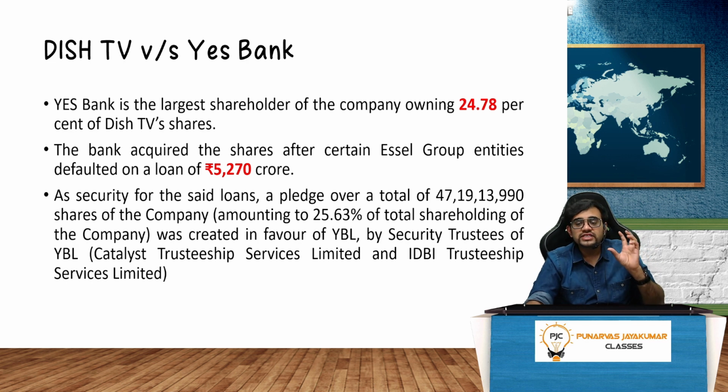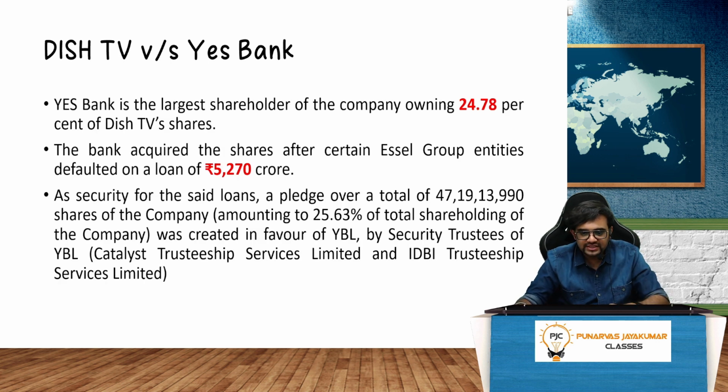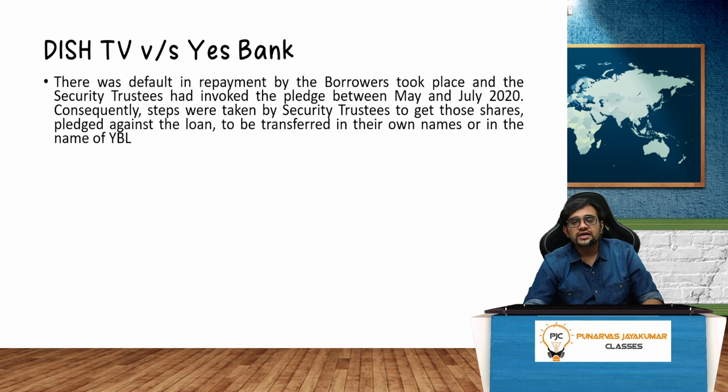They are security trustees on behalf of whom? Yes Bank Limited. The borrowers were whom? Of course, SL Group entities, which included Dish TV. Now, my dear friends, what happened? Of course, there was a default of 5,270 crore in the payment by the borrowers. And then the security trustees, these 2 entities, Catalyst Trusteeship Services Limited and IDBI Trusteeship Services Limited, invoked the pledge. Once you invoke the pledge, what can happen, guys? You can sell off the shares and of course you can recover the money.